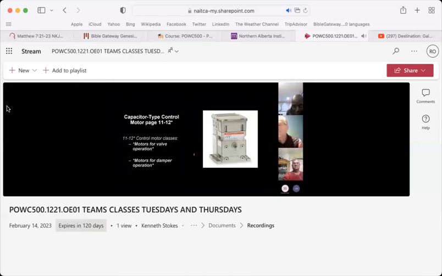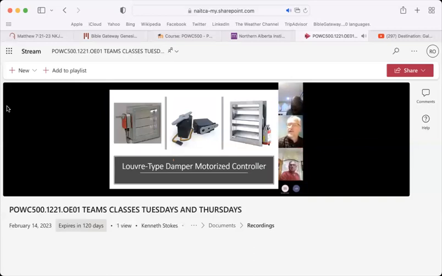Capacitor type motors, two classes: one for valve operation and one for damper operation. Louver type damper motorized controllers. So different types of motorized controllers for moving dampers.